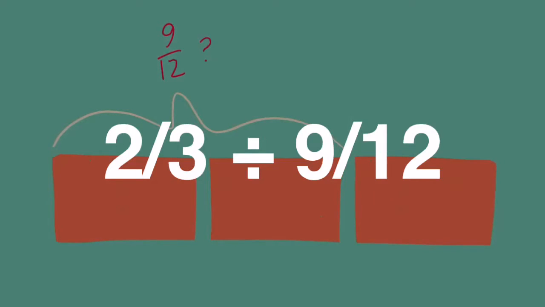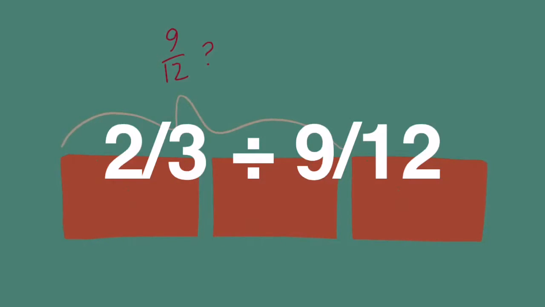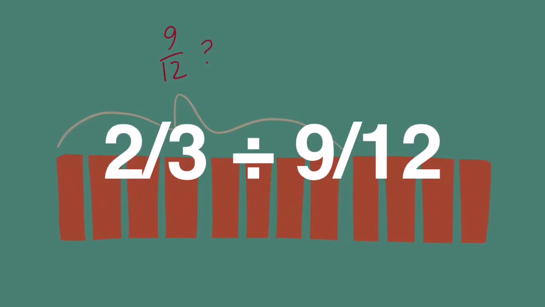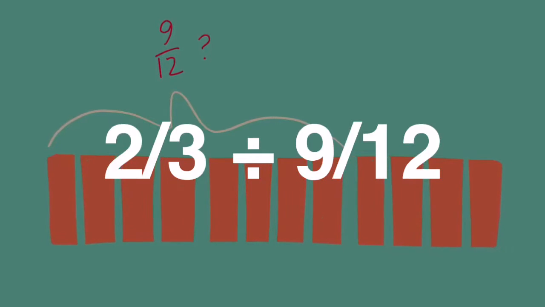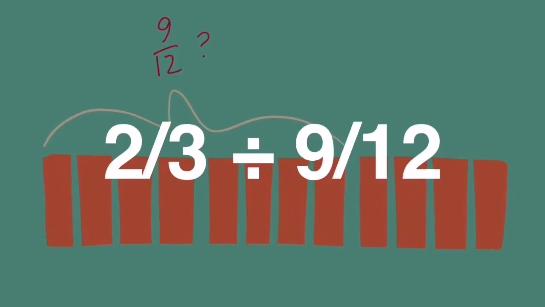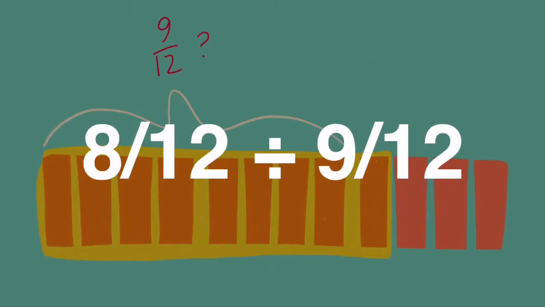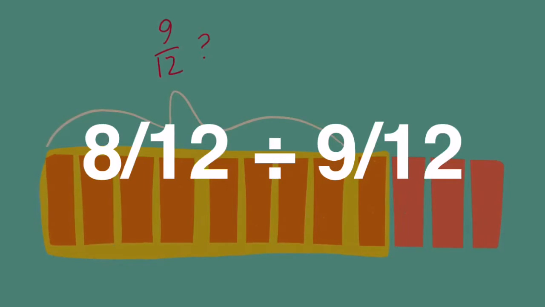Now, the 2/3 is still a problem because I can't take 12ths away from thirds. And so I'm changing my thirds to 12ths, and I come up with, let's see, 3 times 4 would be 12, and so 2 times 4 would be 8. 8/12. So my question now is, how many 9/12 can I find in 8/12?